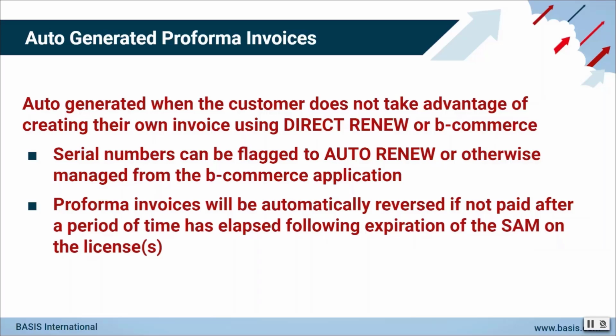If the customer misses the opportunity to create their own invoice in Direct Renew or BCommerce, the backup plan is an auto-generated Proforma invoice generated at a specific number of days before the expiration of the contract. Serial numbers can be flagged to auto-renew or not auto-renew in the BCommerce app by toggling it on or off at the customer's discretion. The auto-generated Proforma invoices will be automatically reversed after a grace period has elapsed following the expiration of the contract.